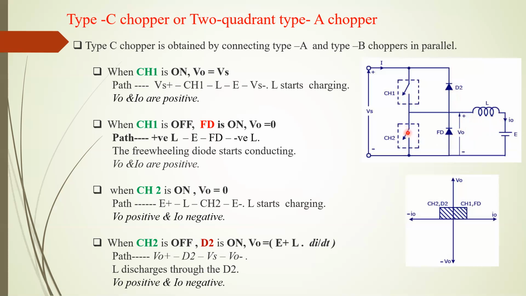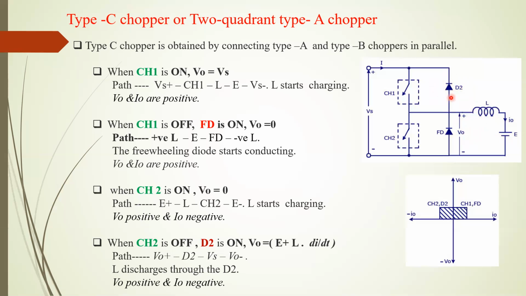Now when chopper 2 is off, diode 2 will conduct to freewheel the discharging current. The path is V0 to D2, D2 to Vs, Vs to V0. That is, V0 is nothing but E plus L di/dt. Here the voltage across the load is E plus L di/dt. The L discharges through D2.